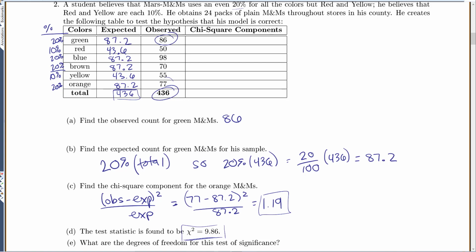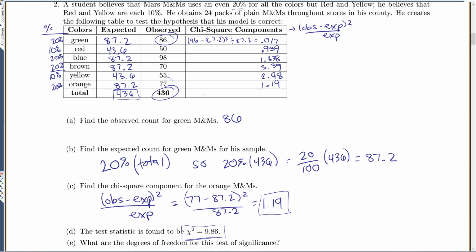So when we say chi-squared components, that's the observed minus expected squared divided by the expected. I'll fill in what all of these are just so you can double check your work if you wish to. I found each of the chi-squared components. Again, we didn't have to. She told us our chi-squared test statistic. This is just if you wanted to practice.